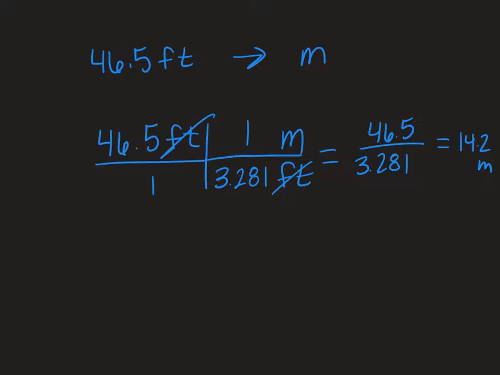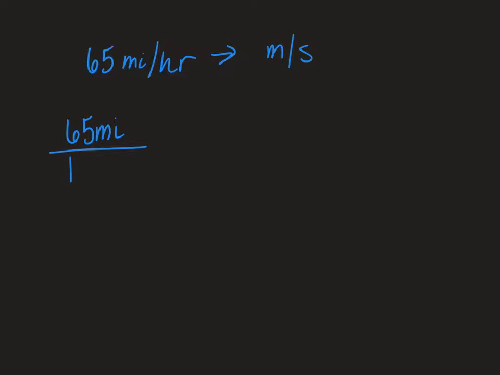So that is a very short conversion problem, but there's several times where we're going to run into some that are longer and more complex. So let's look at an example for that. Let's say we want to convert 65 miles per hour to meters per second. In this case, we've got to convert the miles to meters, and we have to go from hours to seconds. So to set that up, we're going to put 65 miles over 1 hour.